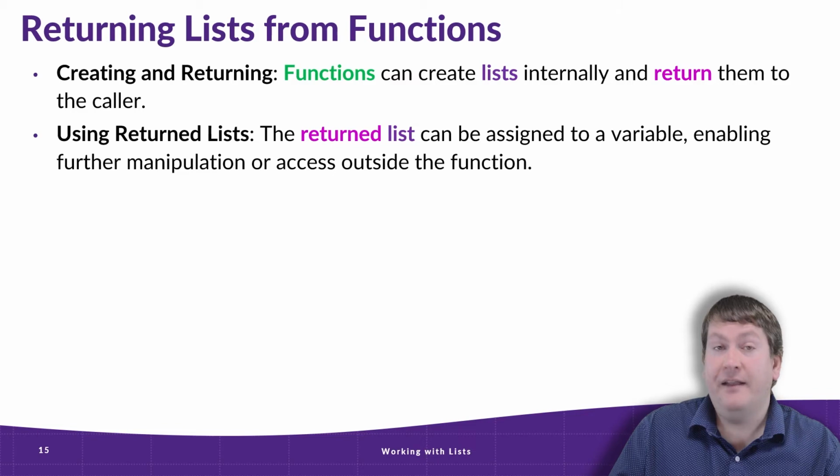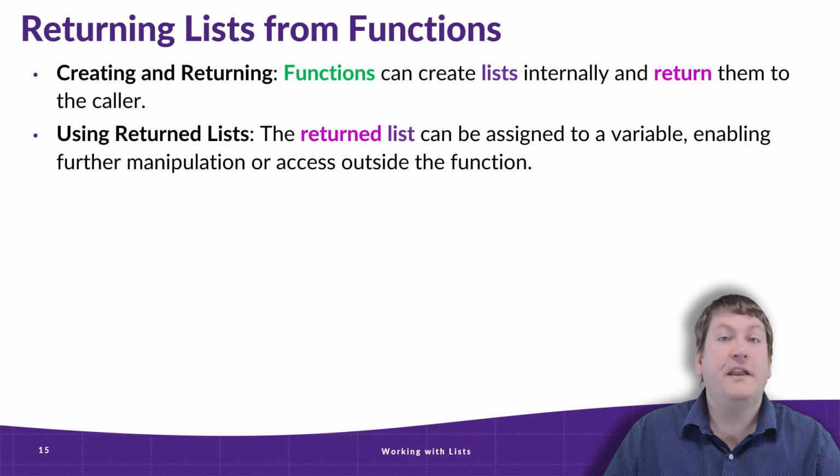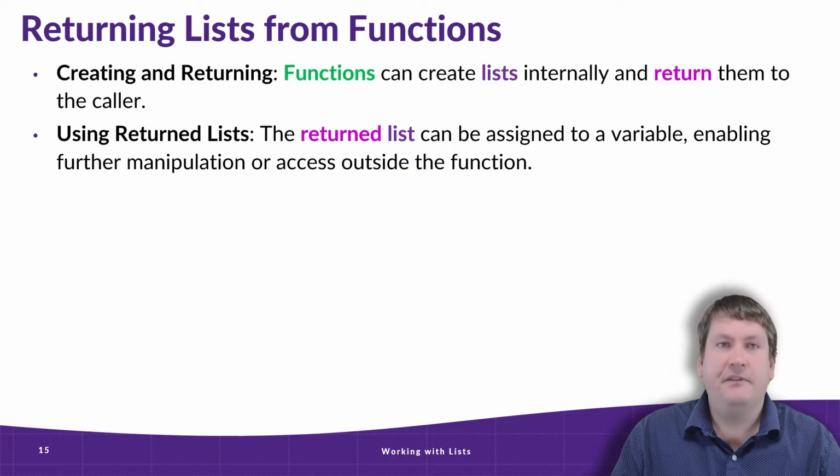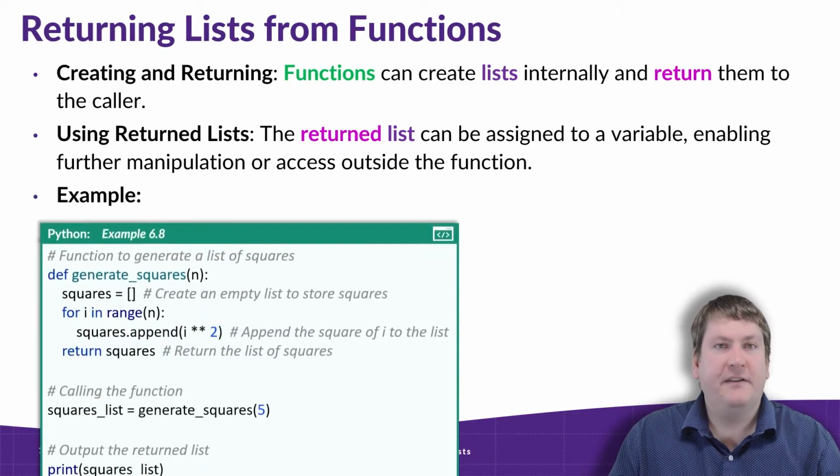Now, in addition to passing lists to functions, functions can also return a list. It's common to see functions that create a list internally and then return a reference to that list. Returned lists can then be assigned to a new variable, enabling us to further manipulate or access that list outside of the function. Let's take a look at an example.